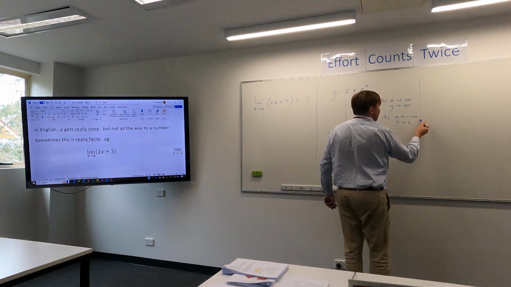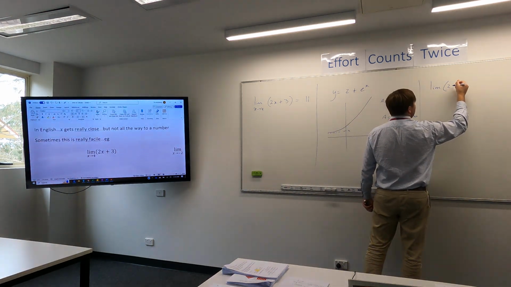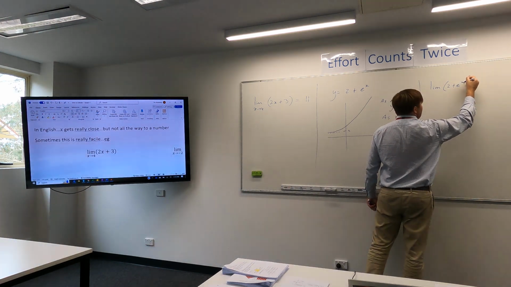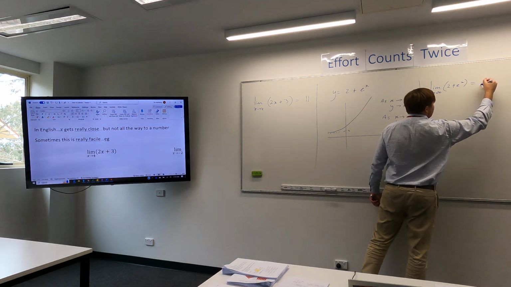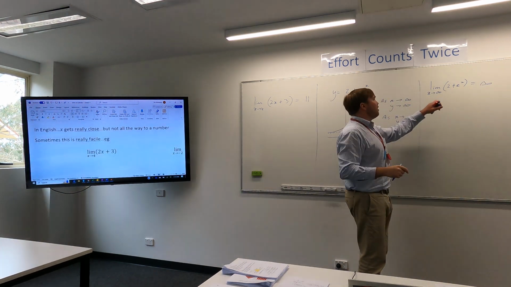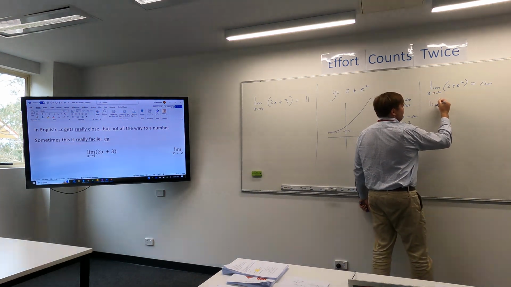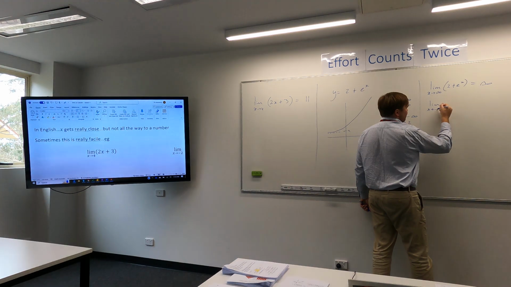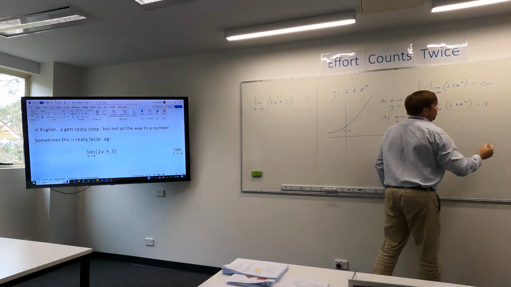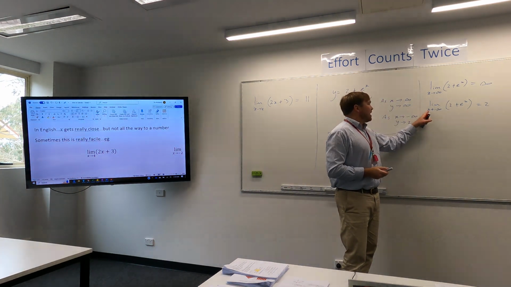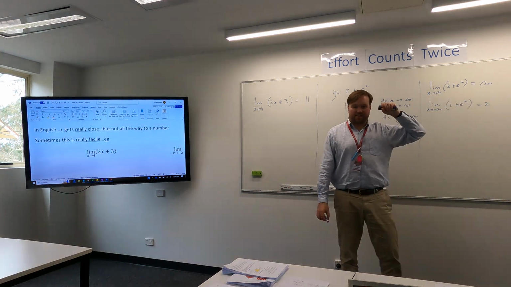So we can say the limit of 2 plus e to the x as x goes towards infinity is infinity. So as x gets really high, the whole thing gets really high. And conversely, as x goes towards minus infinity, 2 plus e to the x goes towards 2. So we're not letting x equal infinity, we're saying as x gets very close to it, it will equal that.